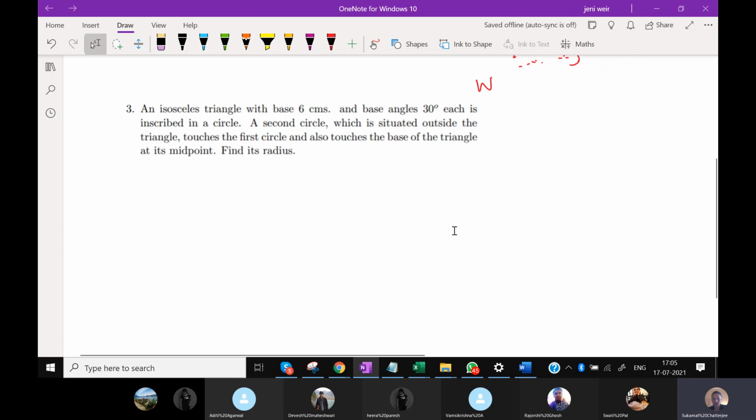The next question: an isosceles triangle with base 6 centimeters and base angles 30° each is inscribed in a circle. A second circle, which is situated outside the triangle, touches the first circle and also touches the base of the triangle at its midpoint. Find the radius of the circle.